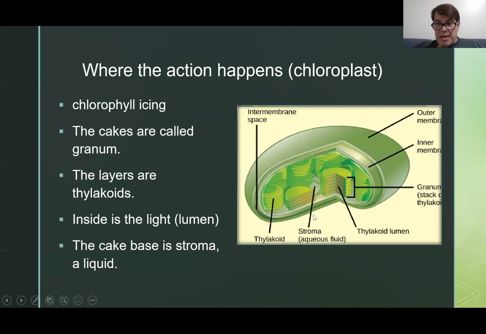And so the cake base here sits on something called a stroma, which is kind of liquidy. So stroma is like the thing you have the cake on. It's the stroma. And I don't know how to remember that. Stroma. It's on the stroma. Sitting on the stroma. I don't know. Come up with something. Stop this tape and come up with something for stroma.